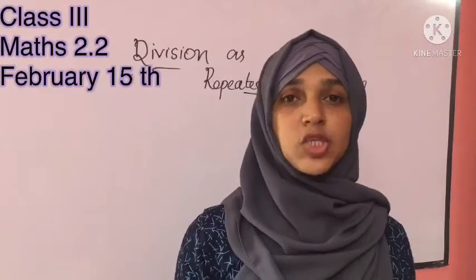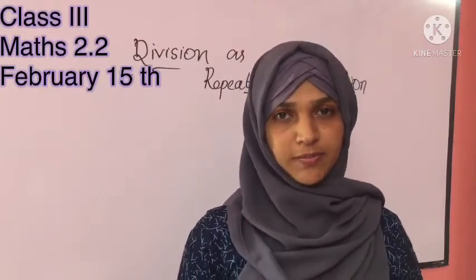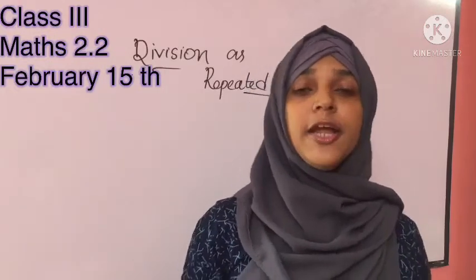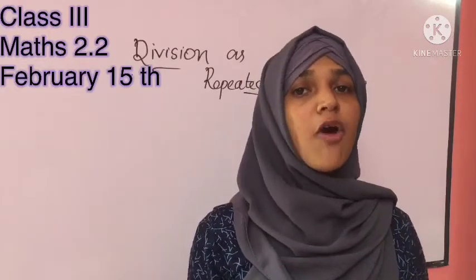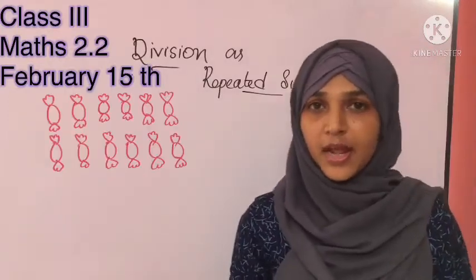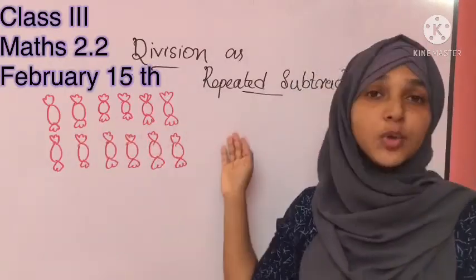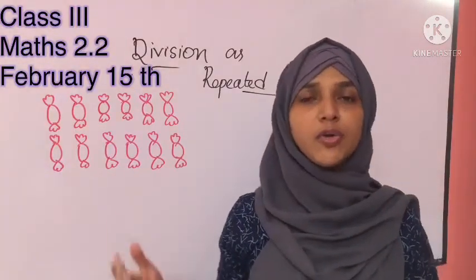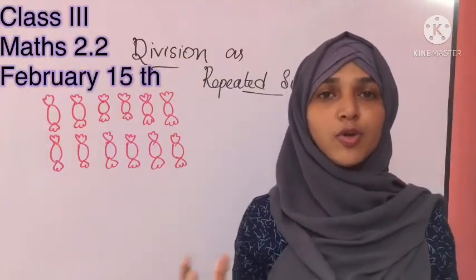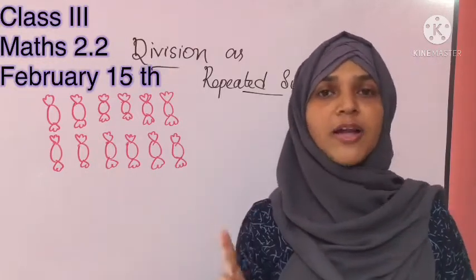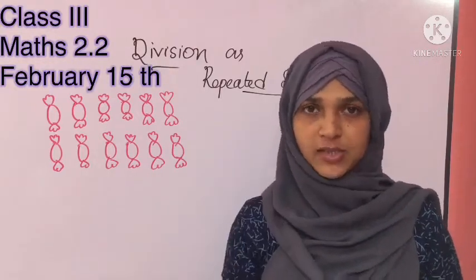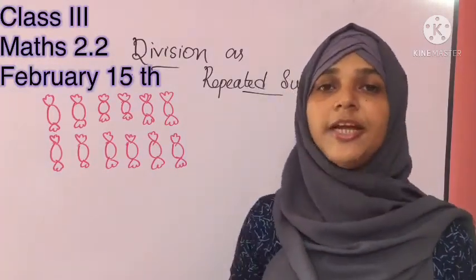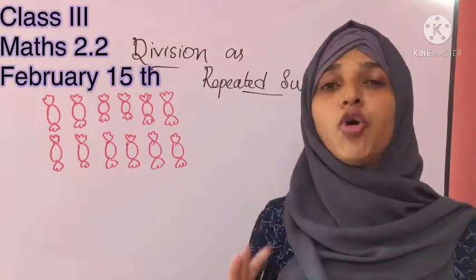Dear students, imagine I have 12 sweets with me and I want to divide these 12 sweets into groups of 4 each. Now look at the board. In one group I need 4 chocolates. Now my question is, how should I divide this into groups of 4 each?